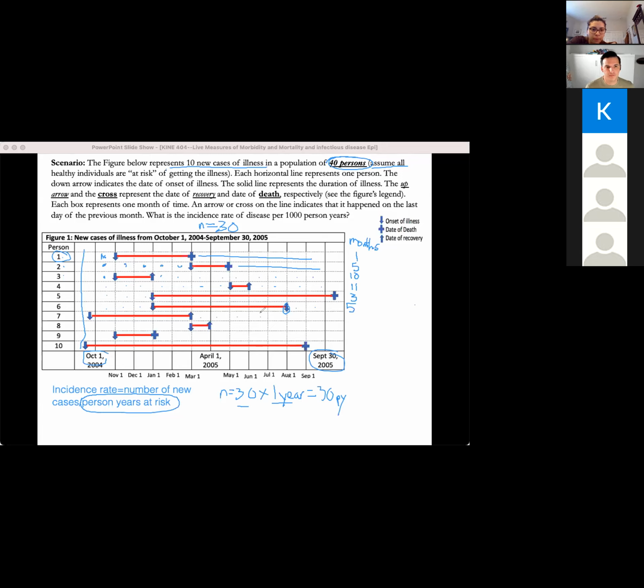7 months. So 1, 2, 3, 4, 5, 6, 7 months. So is everybody seeing the pattern of how we calculate the number of months? So person number 8 is 11. Person number 9 is just 1. None of this afterwards counts. And person number 10 is 0 because they start out sick. They're sick for 11 months and then they pass away. So that month doesn't count. So now, oh yeah, go ahead.